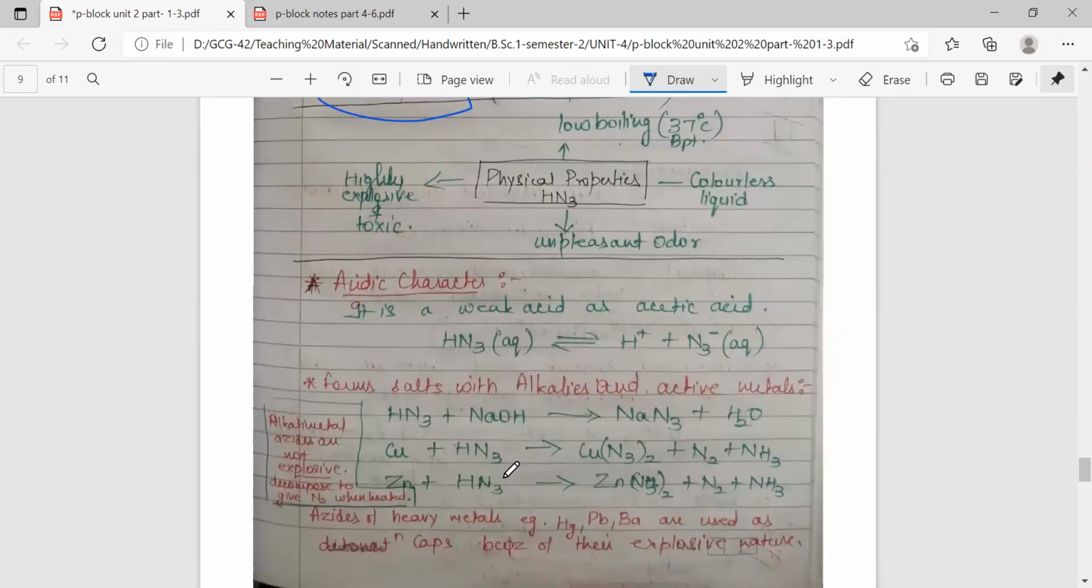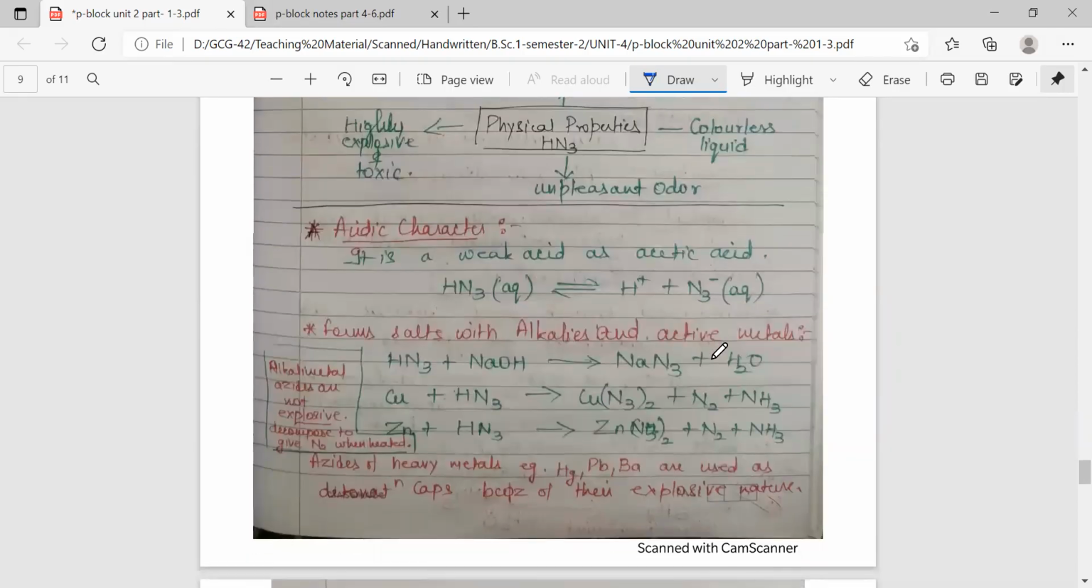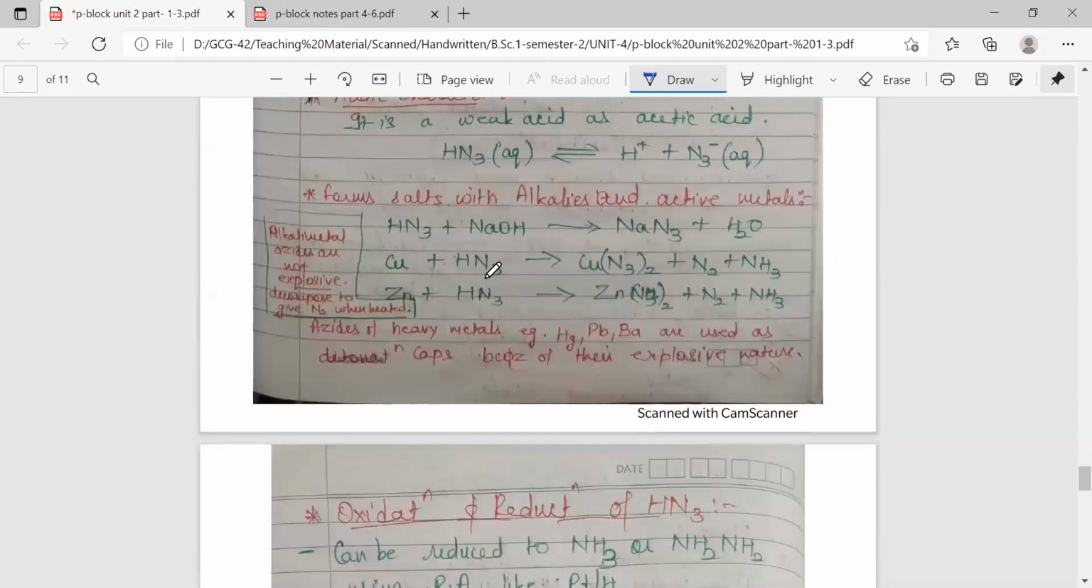Now this is an acid, so we'll discuss its acidic character. It is a weak acid, just like acetic acid. This is the dissociation reaction. Here it can generate H positive and the corresponding anion is the azide ion. So it forms salts with alkalis and active metals to release nitrogen gas. So this is how it reacts. It reacts with NaOH to give the corresponding sodium azide and H2O. It will react with copper to give copper azide, and nitrogen and ammonia are going to be released.